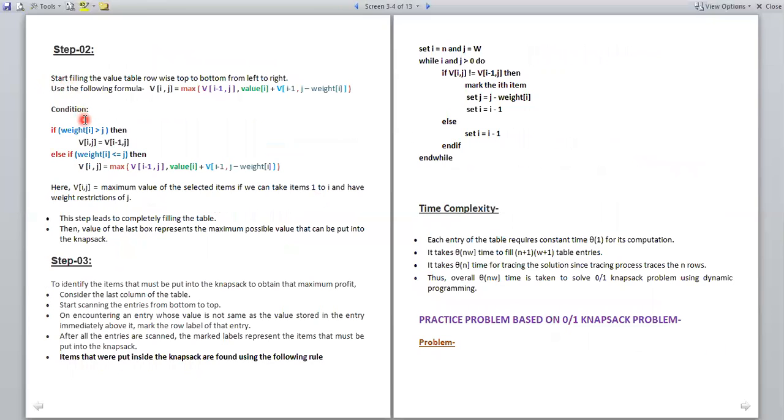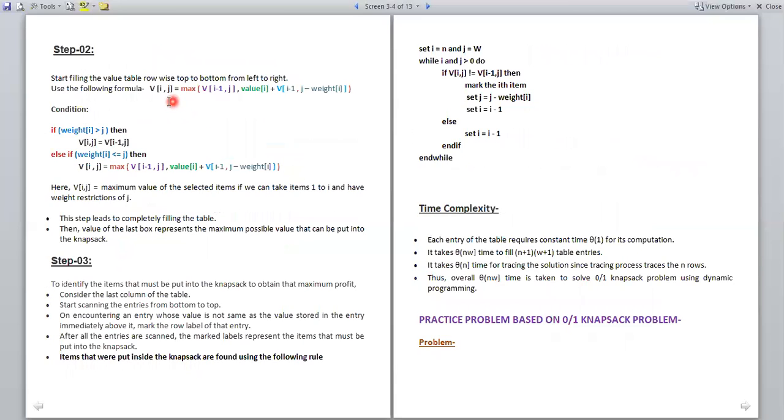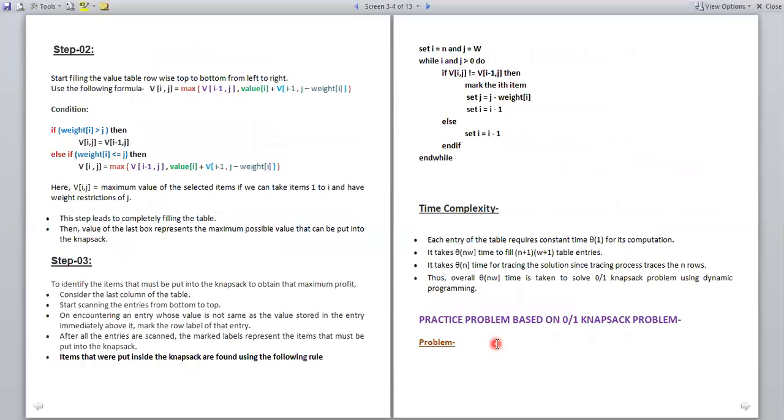In step 2, we will calculate the value of V. That means we will calculate all the corresponding cell values. The index of this cell is first row, first column, so 1,1; this is 1st row and 2nd column; this is 1st row, 3rd column; and this is nth row and wth column. So applying this formula, Vij, where i denotes the row index and j denotes the column index, you have to fill the corresponding cells of the V table.